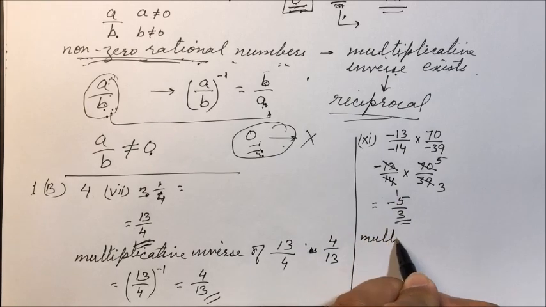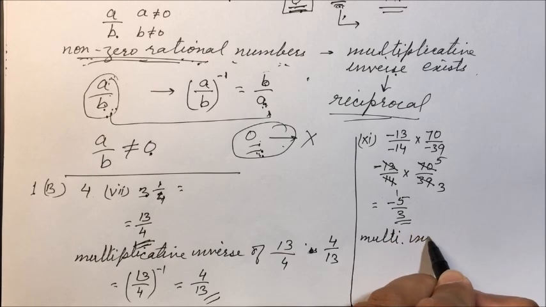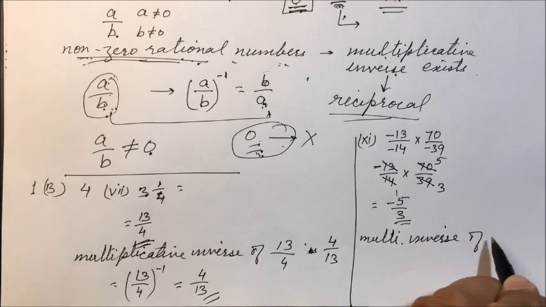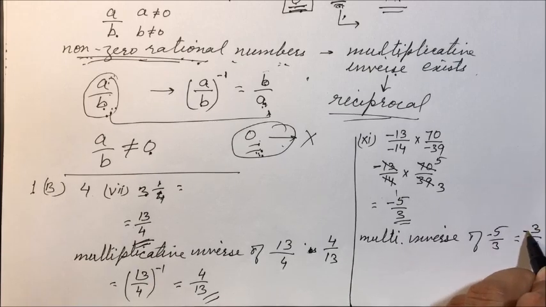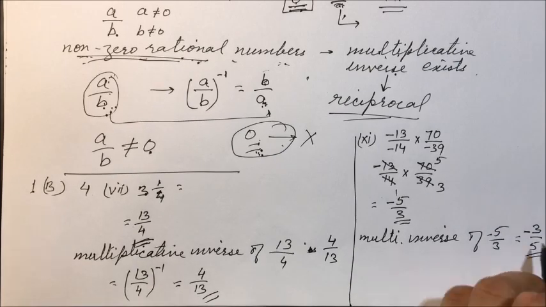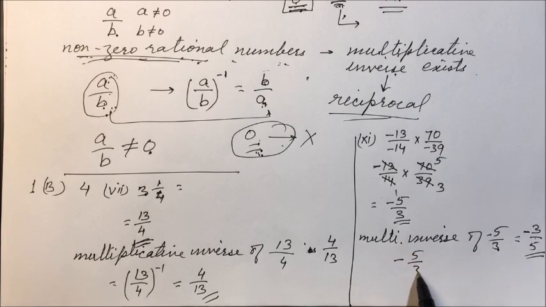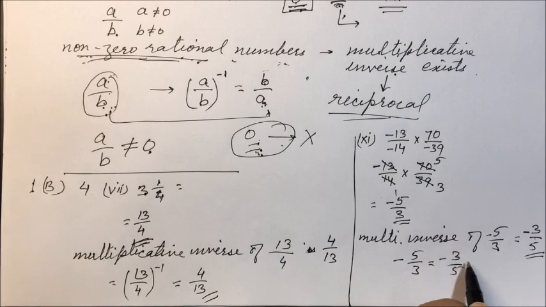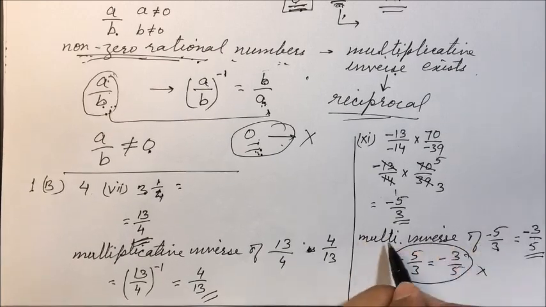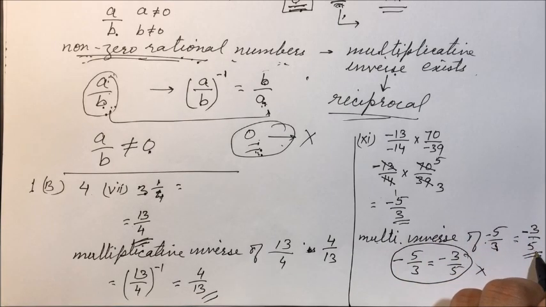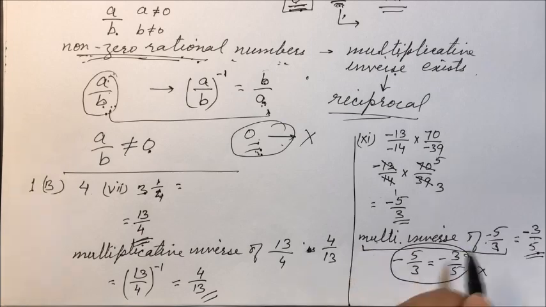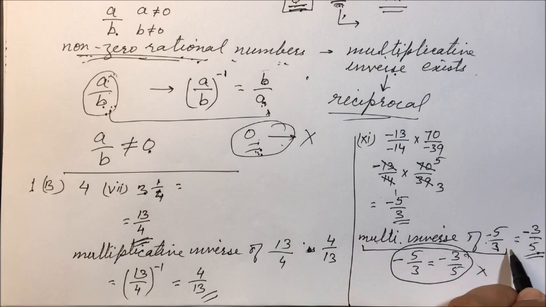So the multiplicative inverse of minus 5 by 3 equals 3 upon 5, and a minus sign is there. So this is the reciprocal of minus 5 by 3. Never write minus 5 by 3 equal to minus 3 by 5. They are not equal, it's wrong. What is written here? The multiplicative inverse of minus 5 by 3 is equal to minus 3 by 5. So the whole statement is on the left hand side, and this whole statement is equal to minus 3 by 5.